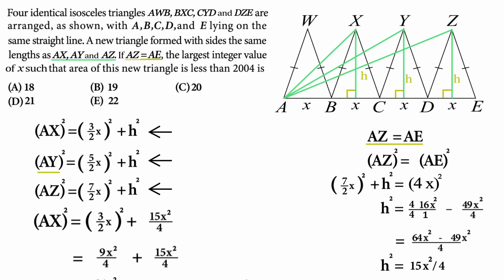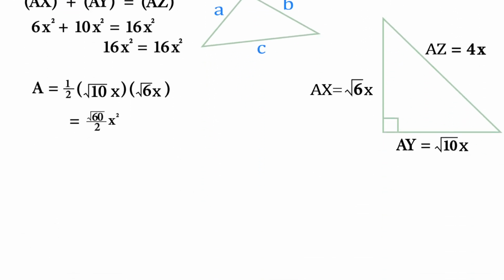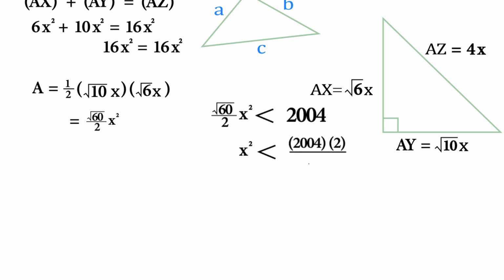The largest integer value of x such that the area of this new triangle is less than 2004. Okay. So they want this area, root 60 over 2 x squared, to be less than 2004, and they want you to solve for x. But they want an integer value for x. Okay, no problem. So that means x squared is 2004 times 2 all over root 60, correct?